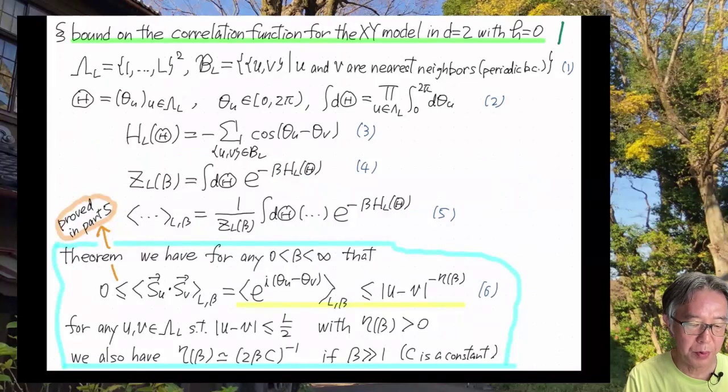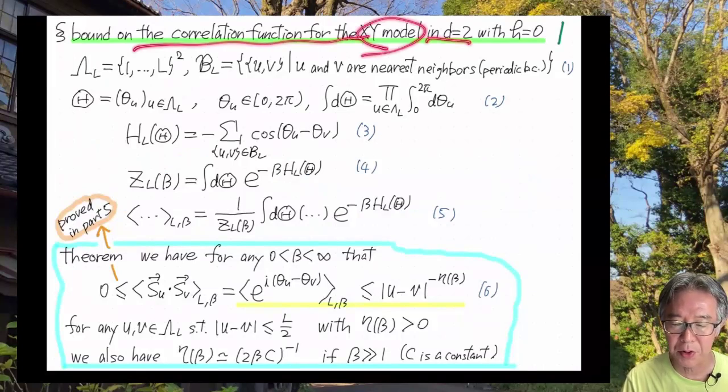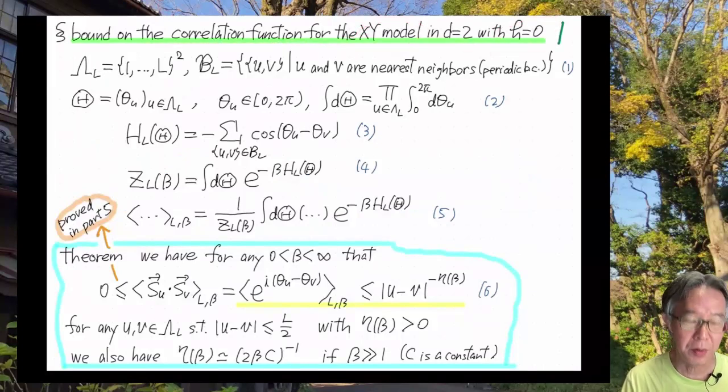So we are going to prove a bound on the correlation function for the XY model in 2 dimensions at vanishing magnetic field. And lambda L simply denotes a square lattice, L by L square lattice. This is the set of bonds, and with periodic boundary condition. And theta is a collection of these spin variables, which runs between 0 and 2 pi. This is just the integration over all theta u.